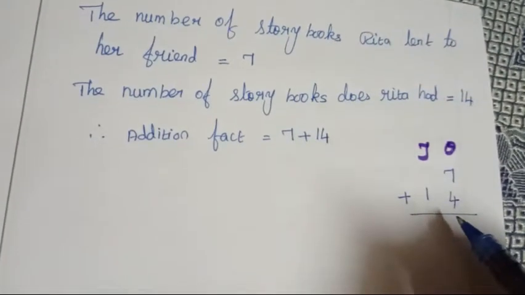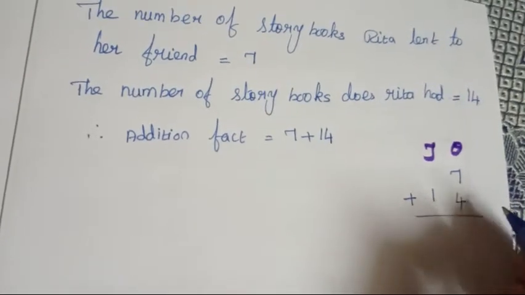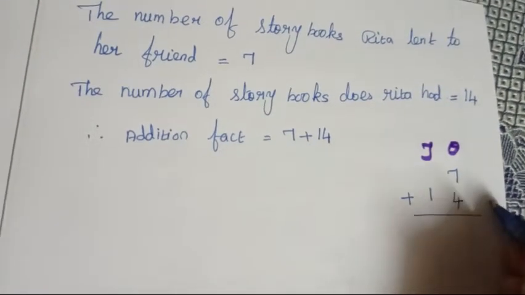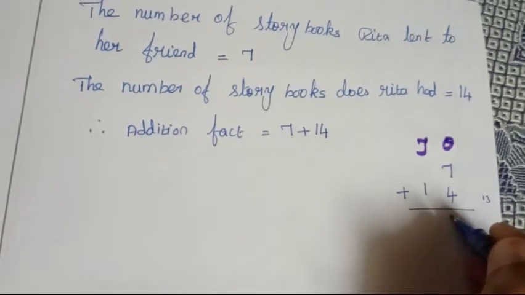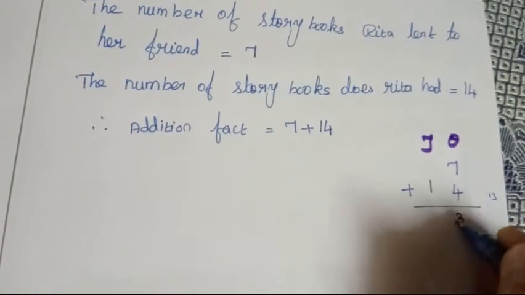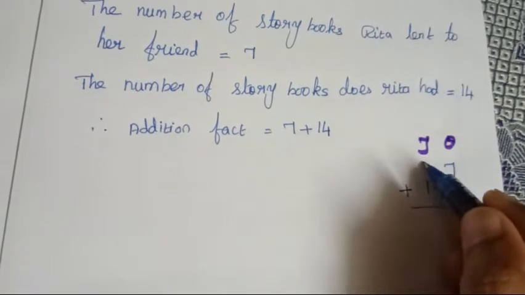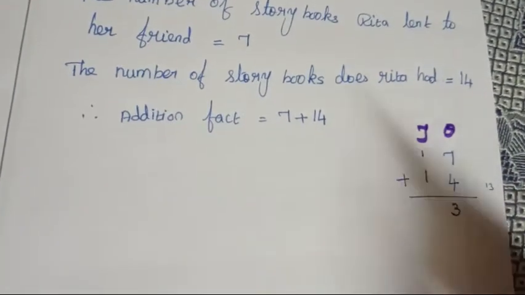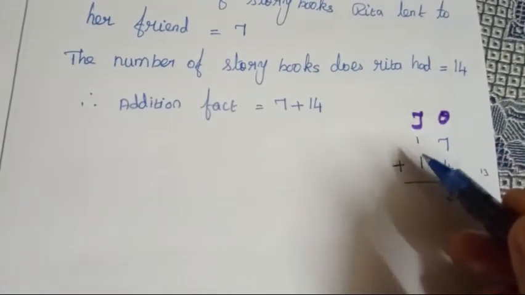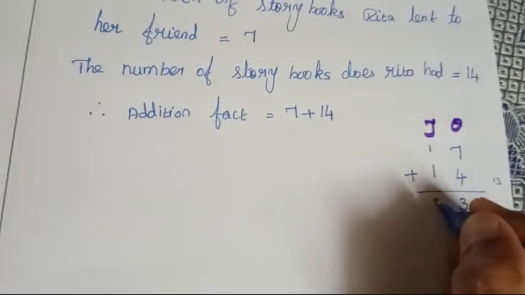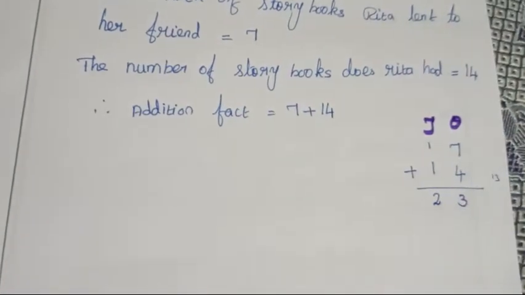7 plus 4 gives us 11. Okay, so you have to write 1 over here and carry over 1 to the tens place. Now you have to add the values in the tens place, that is 1 plus 1, which gives us 2, so the answer is 21.